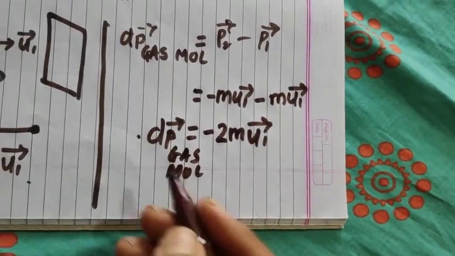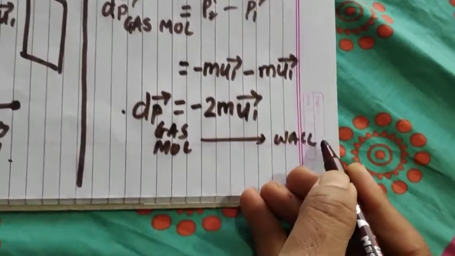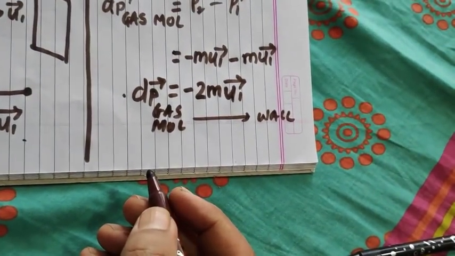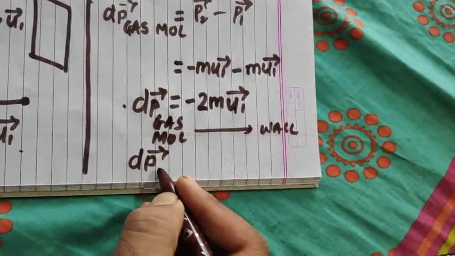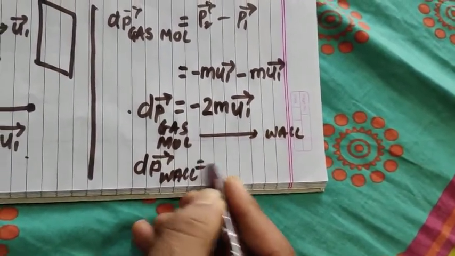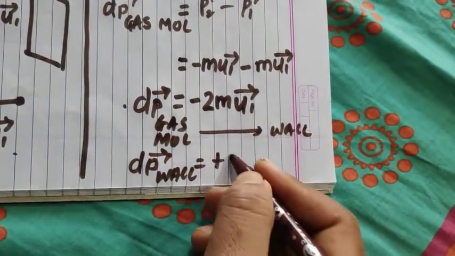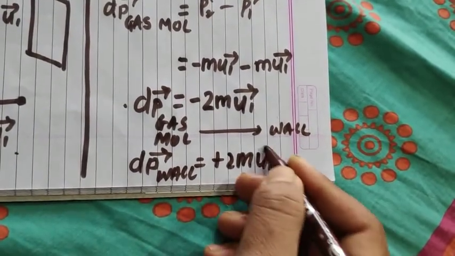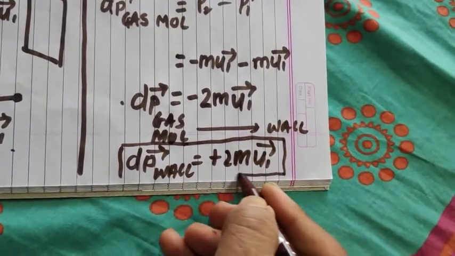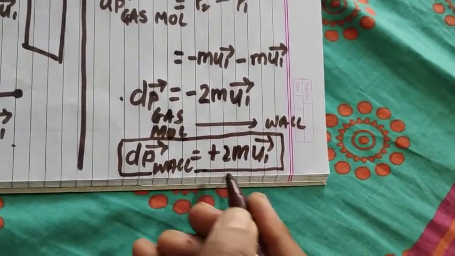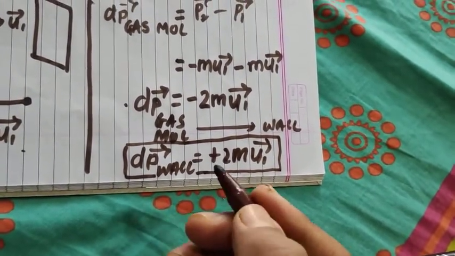Now we all know who is colliding. The gas molecule is colliding with the wall, and according to the law of conservation of momentum, the net change will always be equal to 0. To have that, dp bar of the wall must be plus 2m U1 bar, so that the sum is 0. This will be the main component which will produce the force, which will further give the pressure. So this is what is needed, that is, the change in momentum.